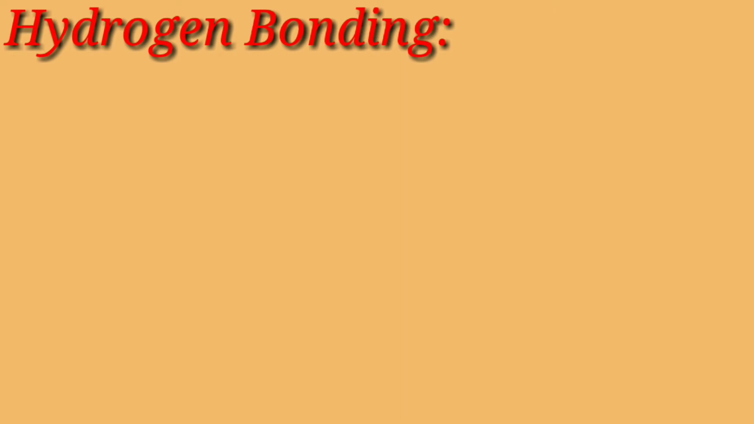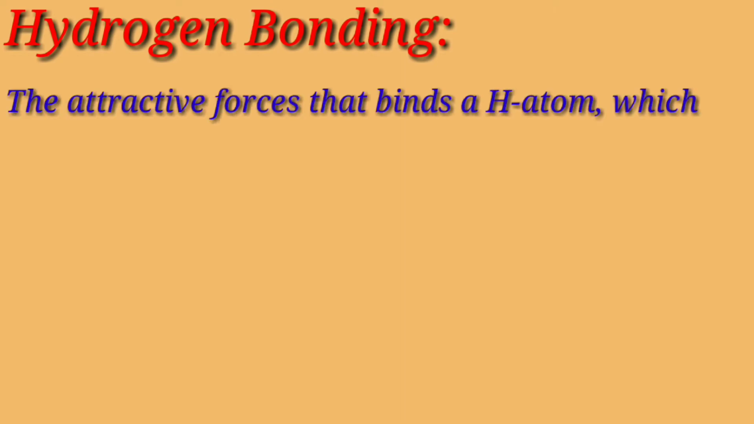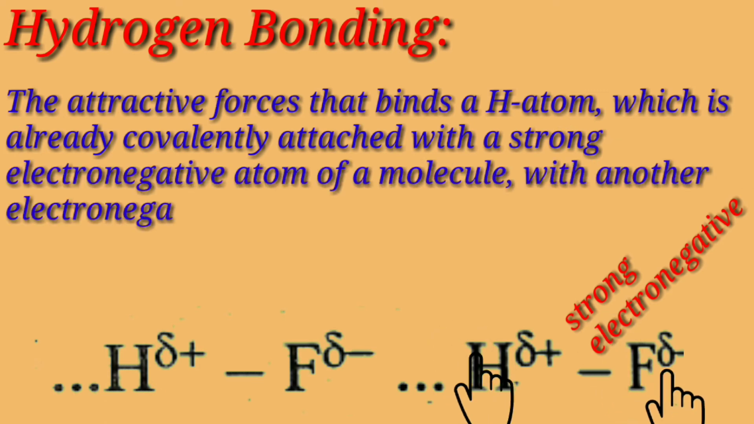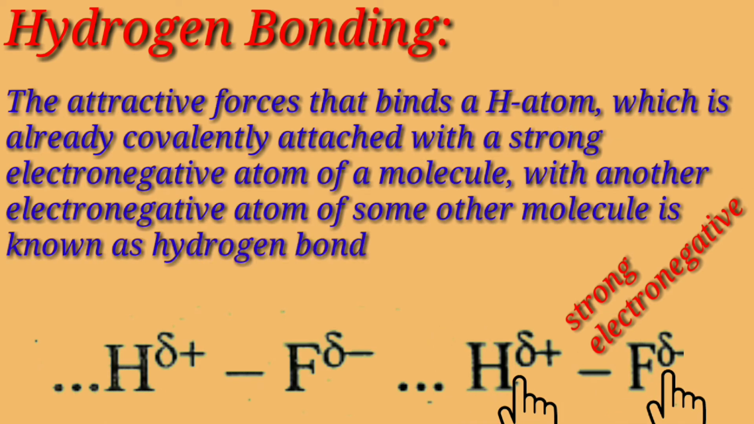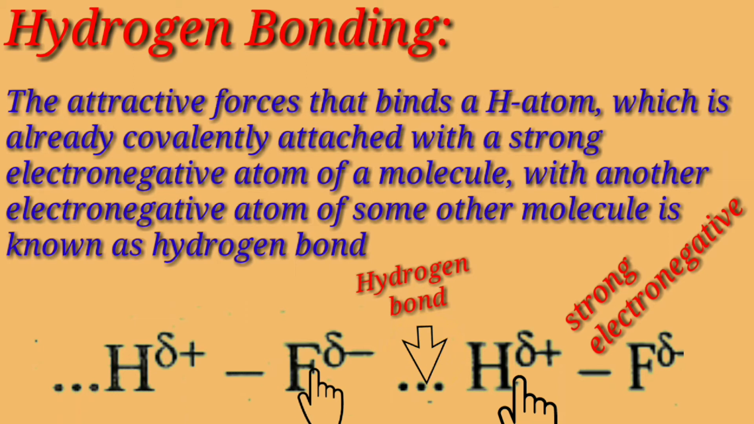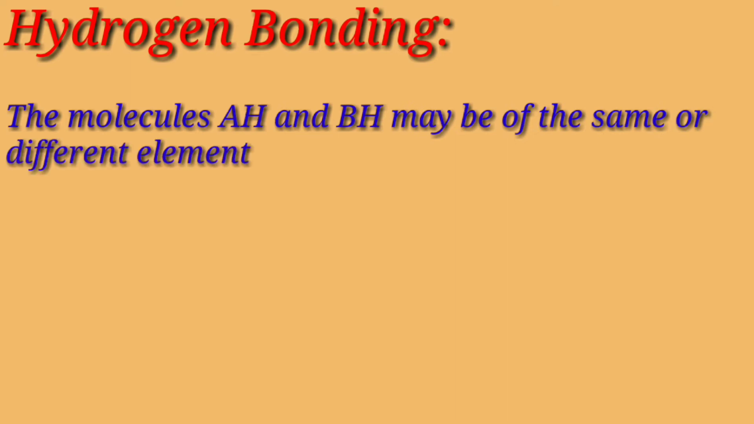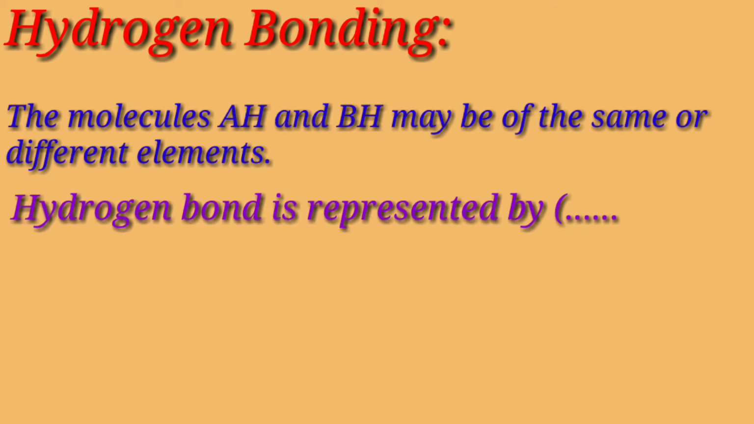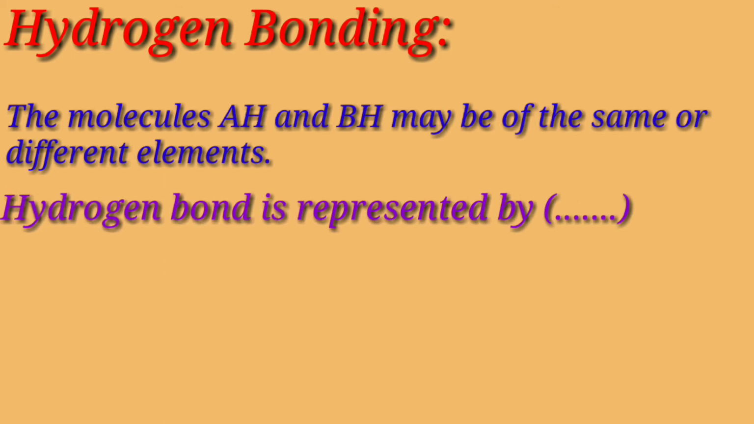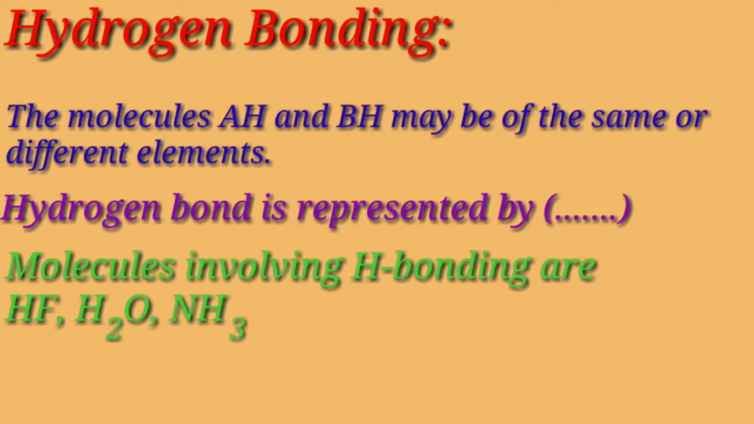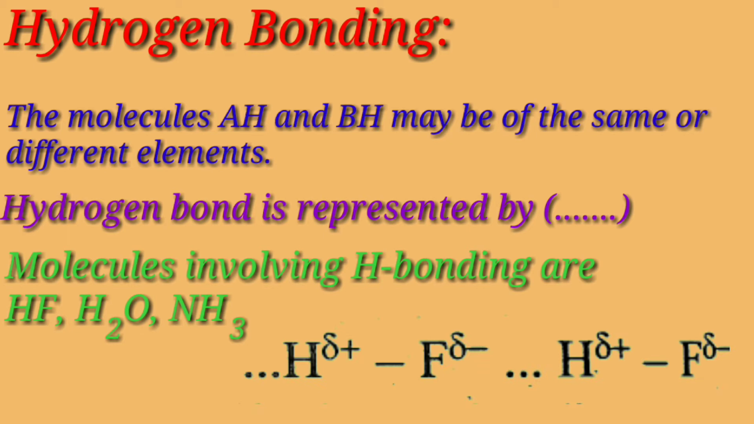Next is hydrogen bonding. The attractive force that binds a hydrogen atom, which is already covalently attached to a strongly electronegative atom of a molecule, with another electronegative atom of some other molecule, is known as hydrogen bond. The molecules AH and BH may be of the same or different elements. Hydrogen bond is represented by a dotted line. Molecules involved in hydrogen bonding are as follows: hydrogen fluoride having partial positive and negative charges, water molecule and ammonia molecule.